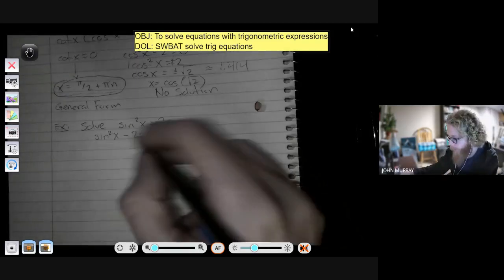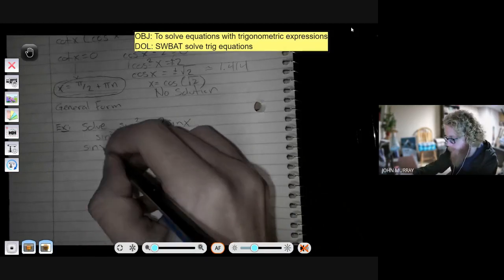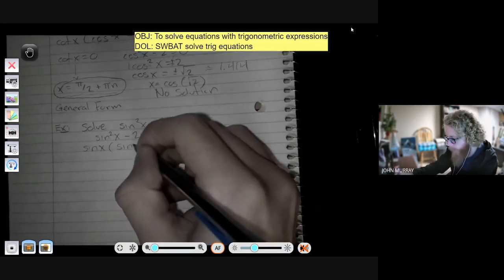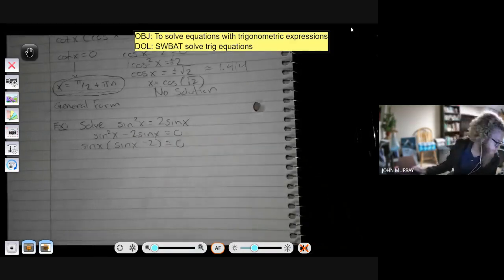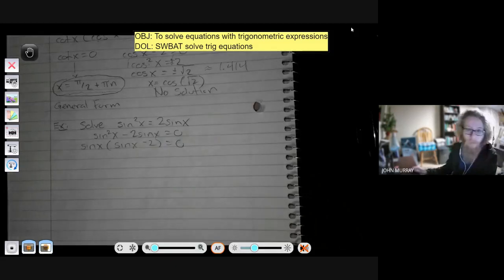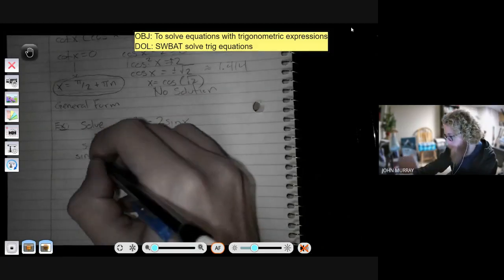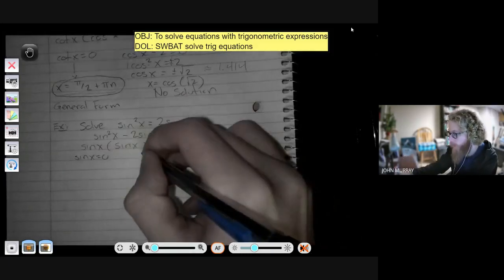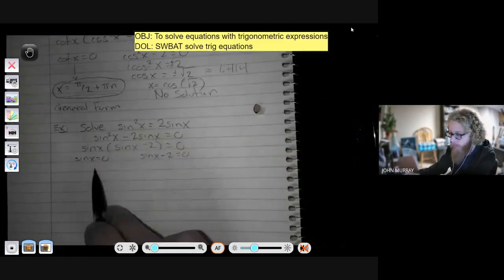Okay. All right. So here, both of those share a factor of sine. So we pull that out, and then I'm left with sine of x times (sine of x minus 2) equals 0. We can split these up now: sine of x equals 0, and sine of x minus 2 equals 0.